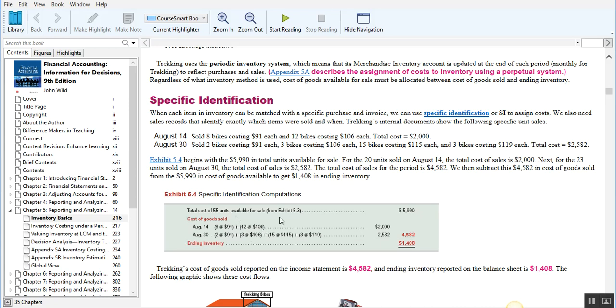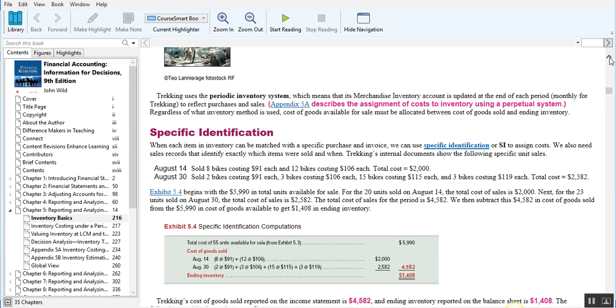The retail sales price for these was different. This is the cost that we paid for those. So we're going to take 8 times 91 plus 12 times 106. We add those together, we get $2,000.